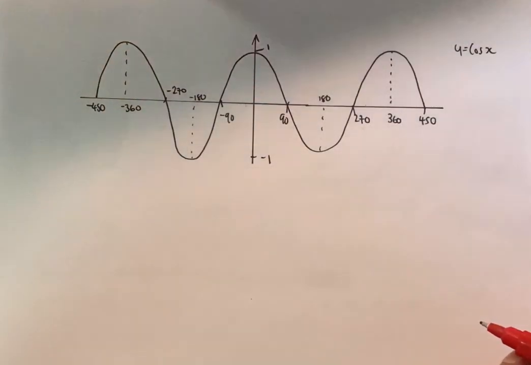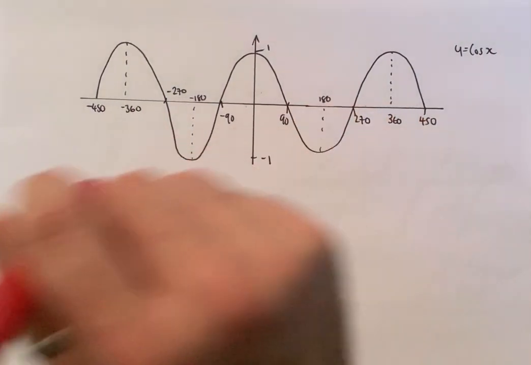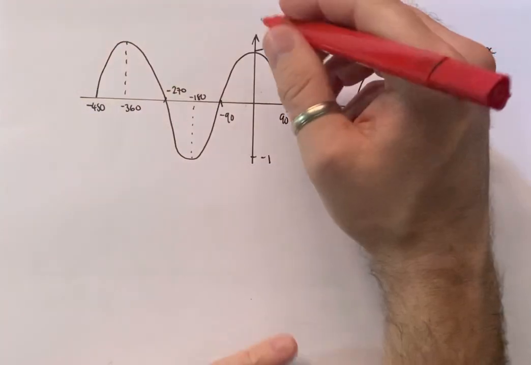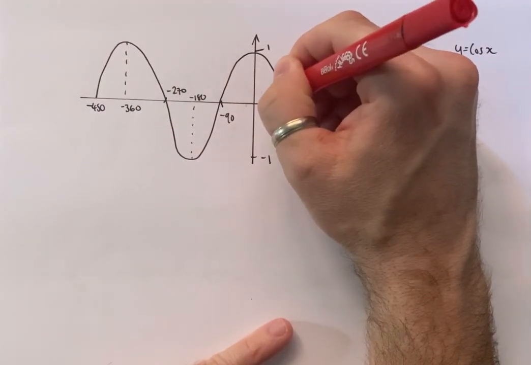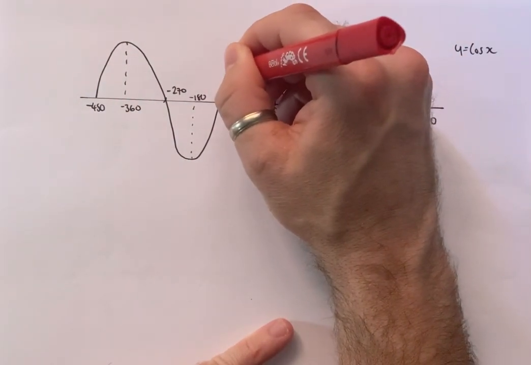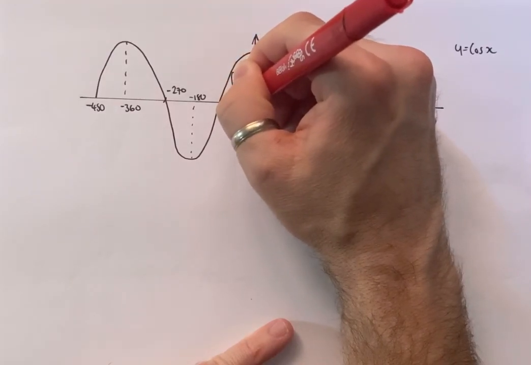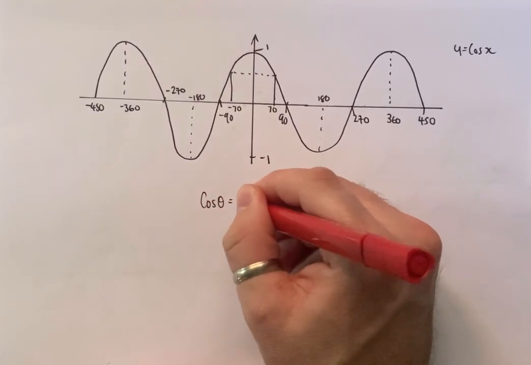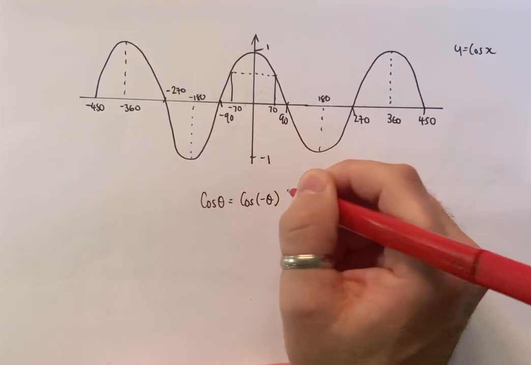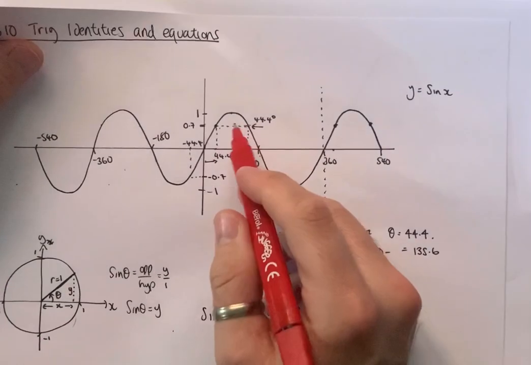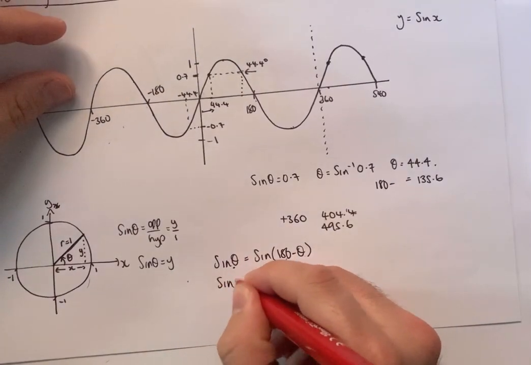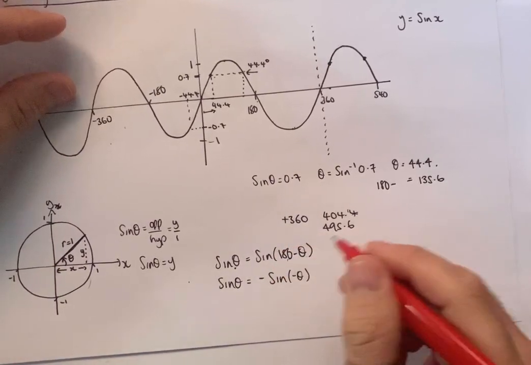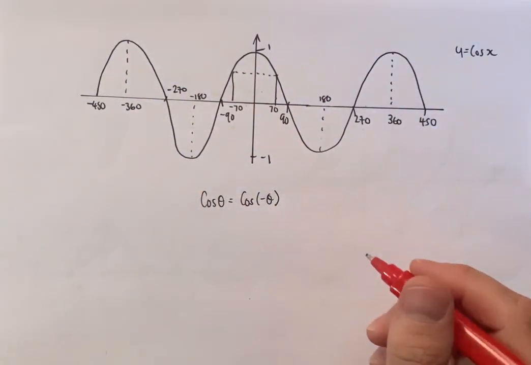The cosine graph is actually a little bit easier, because though it doesn't look like it from my dodgy graph, it's perfectly symmetrical about the y-axis. So say, for example, 70 degrees is going to be exactly the same as minus 70 degrees. So we can say that cos theta equals cos minus theta. In the same way, you could say sine theta is minus sine minus theta. So there's a couple of important rules to remember.